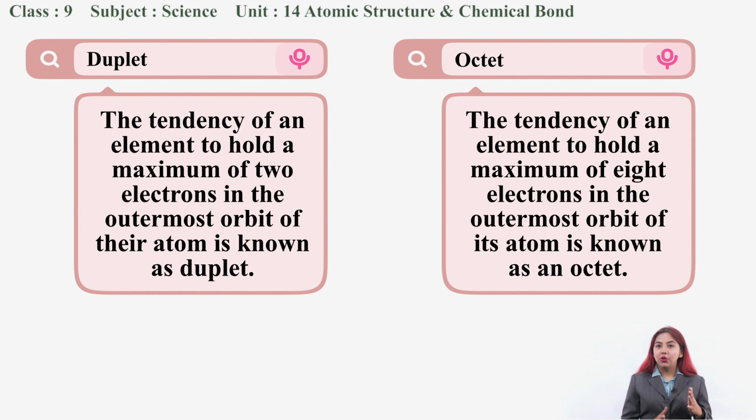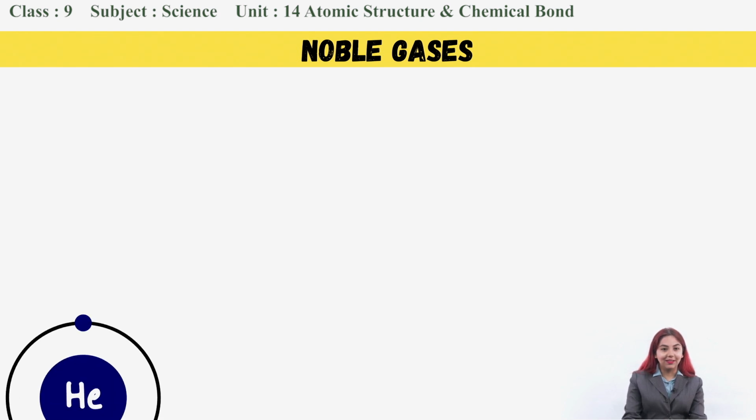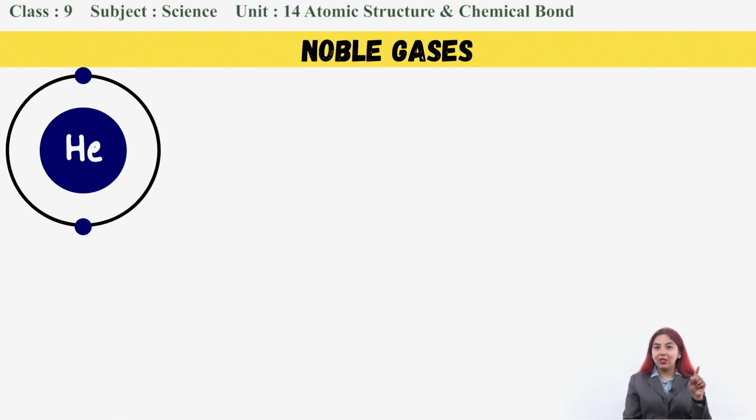So, a duplet. Duplet is the tendency of an element to hold a maximum of 2 electrons in its outermost orbit. Similarly, if the element has the tendency to hold a maximum of 8 electrons in its outermost orbit, then it is known as an octet. We have already studied examples of certain noble gases that are in duplet and octet state. Do you remember the gas that was in duplet state? Yes, it's helium. Helium has 2 electrons in its outermost orbit, hence it is in a duplet state.